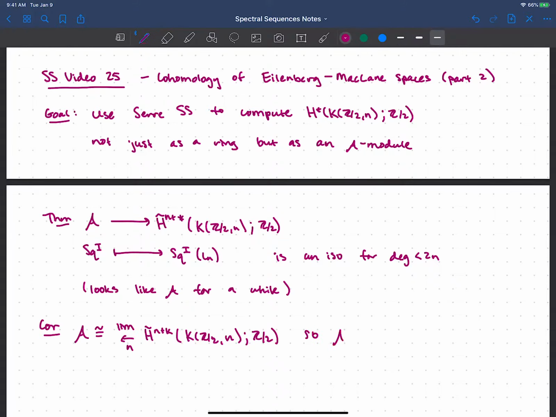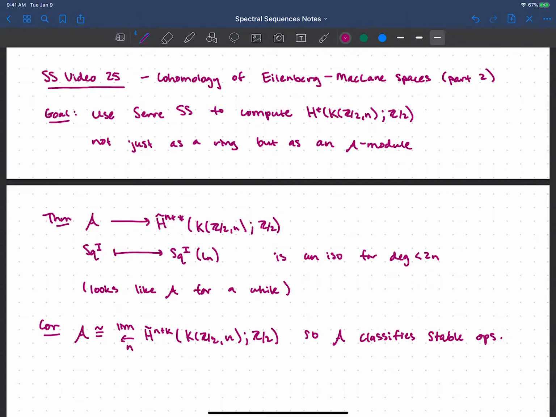And so what was that all about? Well, we saw in the last video that the Steenrod algebra then classifies stable cohomology operations, because those cohomology operations corresponded to maps between our Eilenberg-MacLane spaces, and the stable ones we wanted to commute with suspension, and so we took this inverse limit. Okay, great. So this is the theorem that I want to prove, that we can compute the cohomology of these Eilenberg-MacLane spaces, and at least up to degree 2n, it looks like the Steenrod algebra for a while.